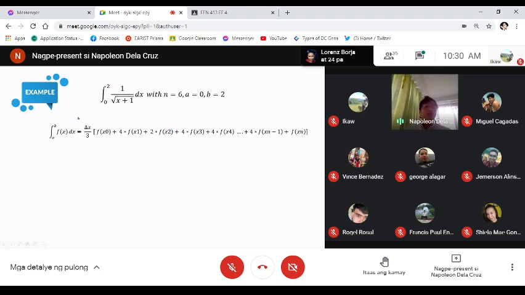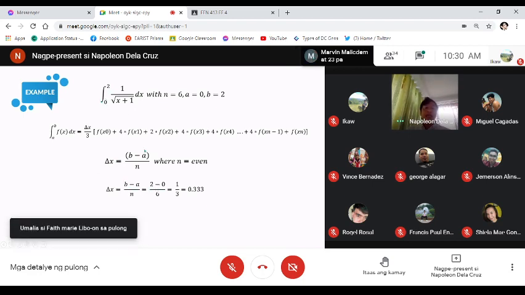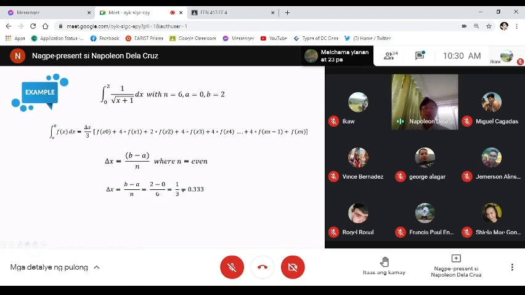Okay? So this will now be the formula that we will be using, and delta x is equal to b minus a over n, where n is supposedly even, and that is 6. So let us now solve for the delta x. B is equal to 2, a is equal to 0, n is equal to 6. So therefore, that is 1/3, equal to 0.333333333. Mahaba yan, ano? Okay? So we will be using this later on.